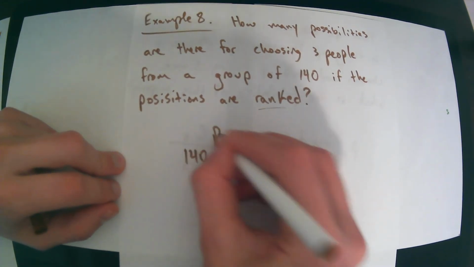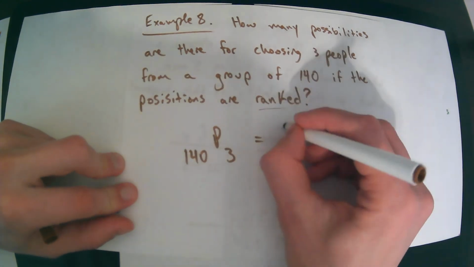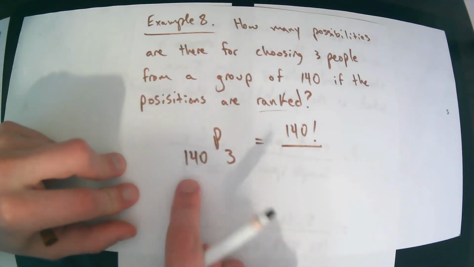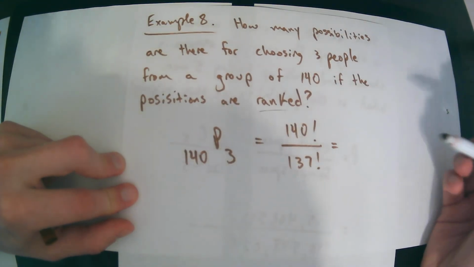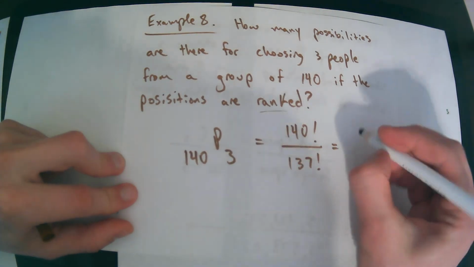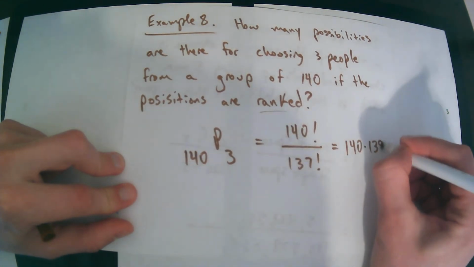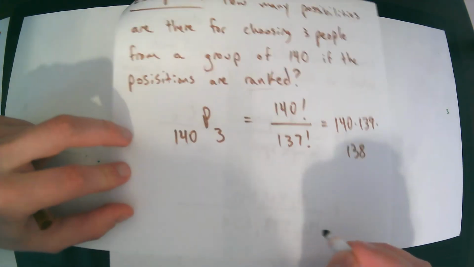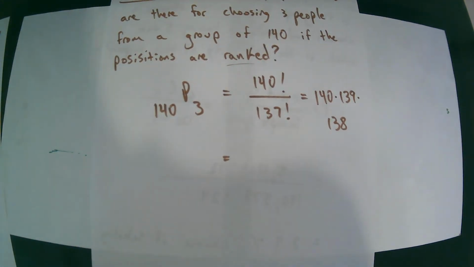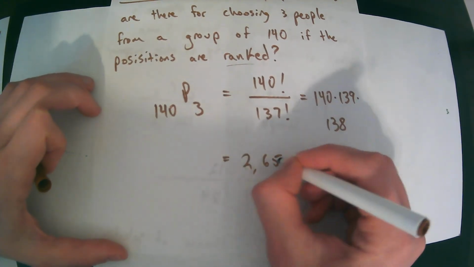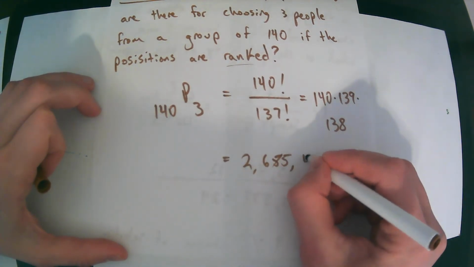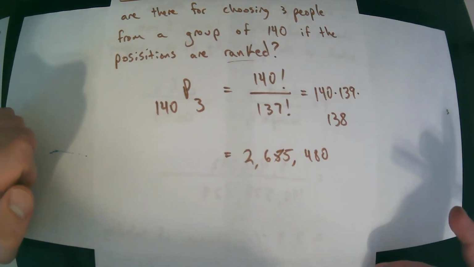The calculation is going to go like this. We're going to have 140 factorial over the difference of these factorialed. And remember, this is going to cancel nicely. The 137 and below is going to disappear, so I'm just going to have 140 times 139 times 138. And that's going to give me 2,685,480 possibilities. It's a lot.